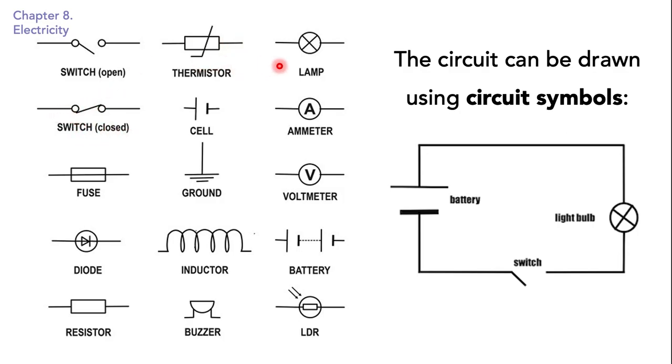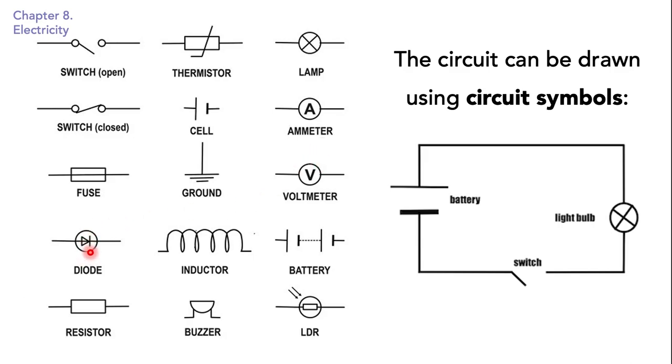We have many other circuit symbols as well, like the thermistor. We're going to see what this is later. This is a cell, a battery. The battery is made up of many cells. So a cell would be like this and a battery would be like this. Then we have the voltmeter and the ammeter. The ammeter measures current, whereas the voltmeter measures the potential difference. We're going to see this later in the other topics of this chapter.